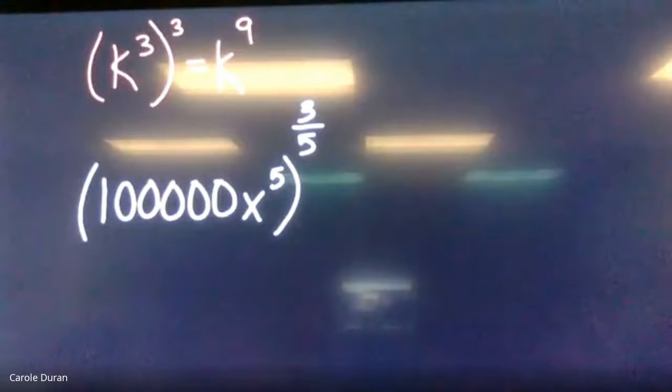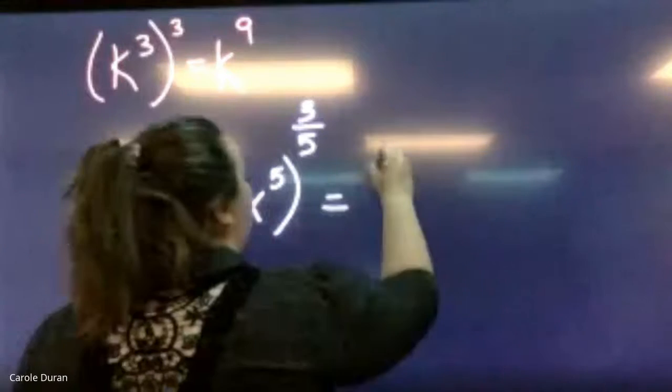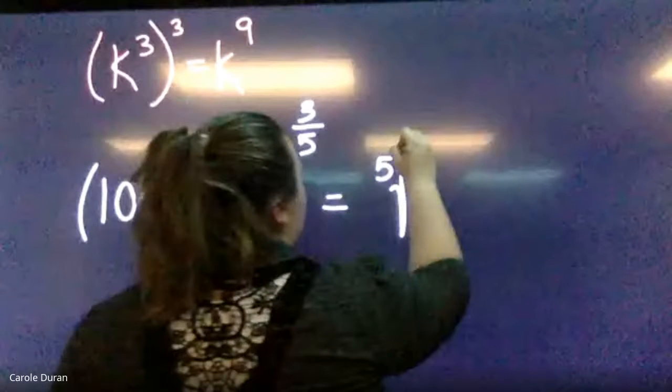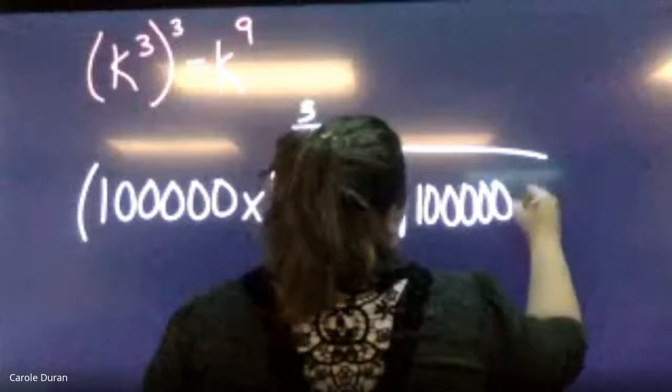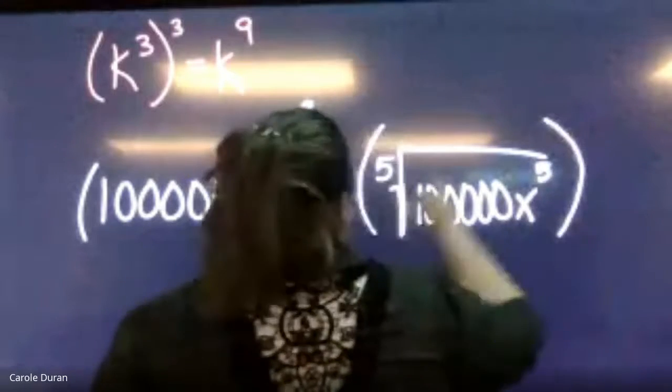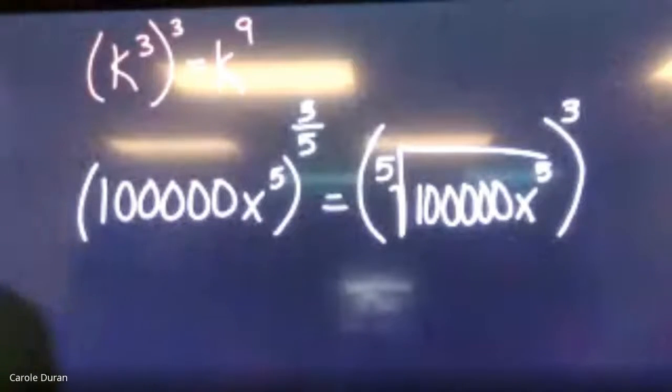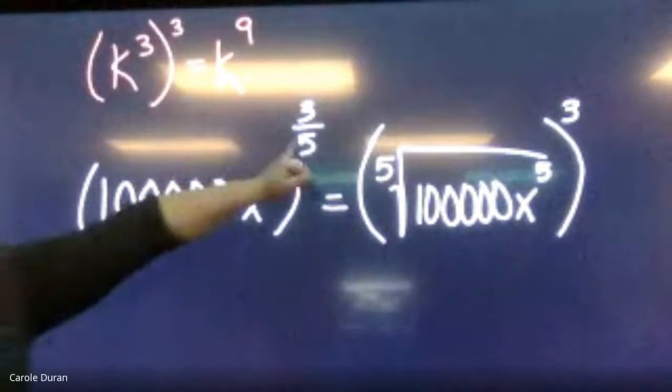When I am presented with a problem like this, what is the first thing I need to do? Rewrite it as a radical problem. So then this is the 5th root of 100,000 x to the 5th all raised to the 3rd power. How did I know this was a 5th root problem? Because there was a 5 in the denominator of my fraction.